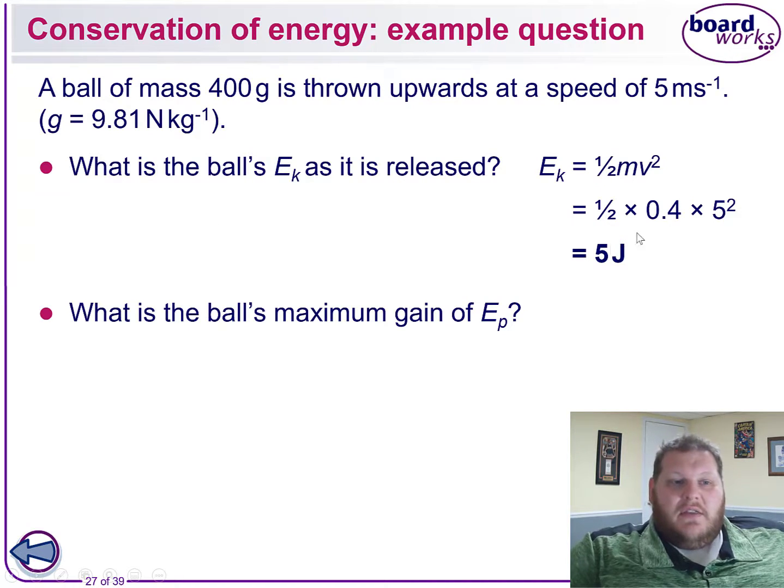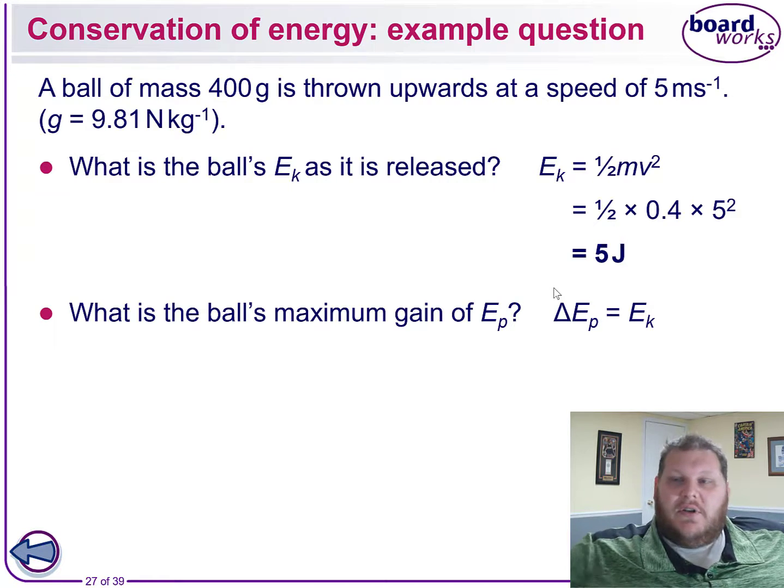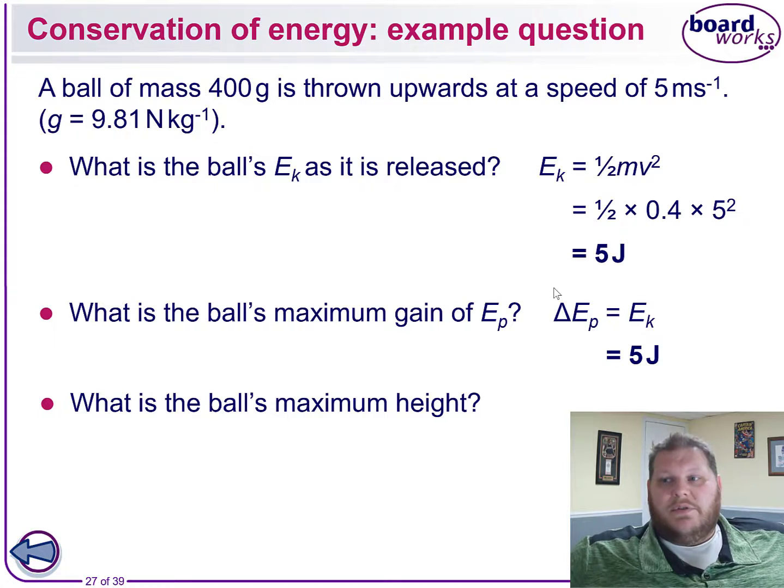If this kinetic energy, 5 joules, is the amount of kinetic energy we have initially in the system, and that's the biggest your kinetic energy is ever going to be, we know that any change in potential energy has to be equal to that kinetic energy. So if our kinetic energy is 5 joules, our potential energy has to also be 5 joules.